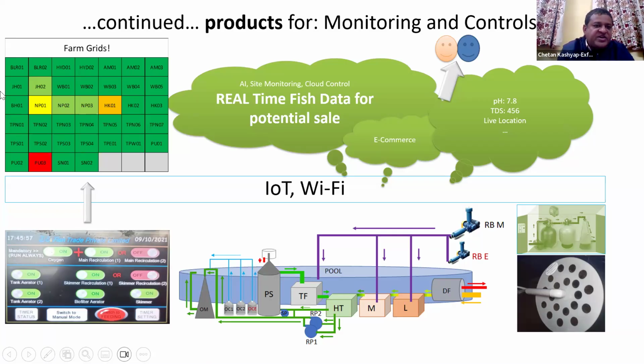All this data gets fed into something known as a farm grid. Let's say there are hundreds of sites, BLR01, BLR02, HYD01. From a single grid you can monitor. All this data is getting pumped through IoT Wi-Fi. You can see it in real time, and you can monitor all these parameters. If there is an alert in certain sites, you can drill down and check, and you can monitor if your RAS is working fine or not.